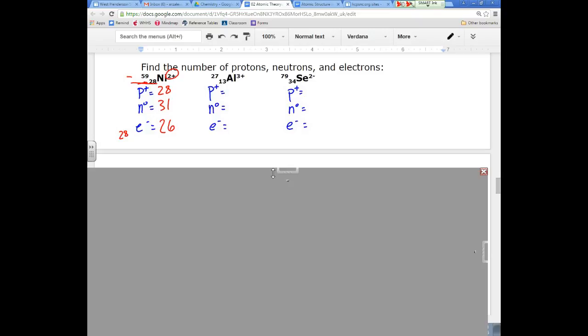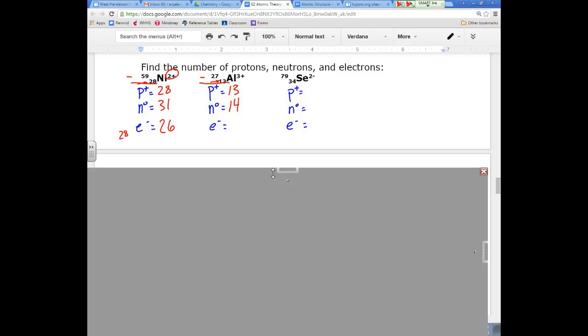All right, now with aluminum, we need our number of protons. That's the bottom number right here, so 13 protons. To get our number of neutrons, we're going to subtract these two numbers. So 27 minus 13 is 14.